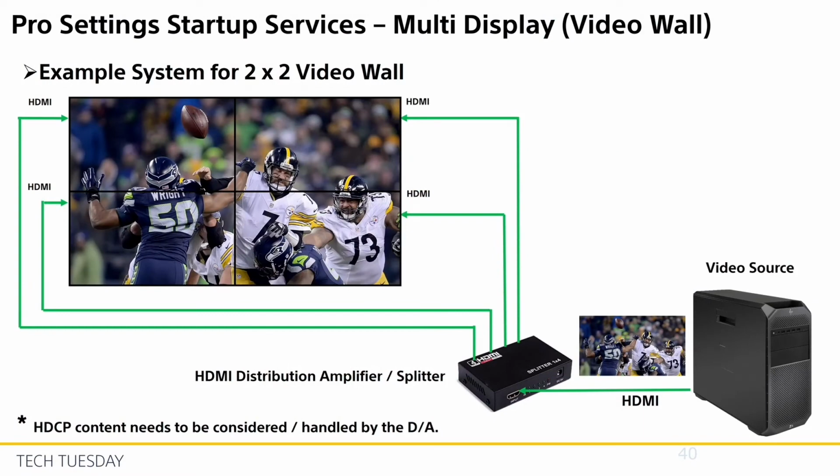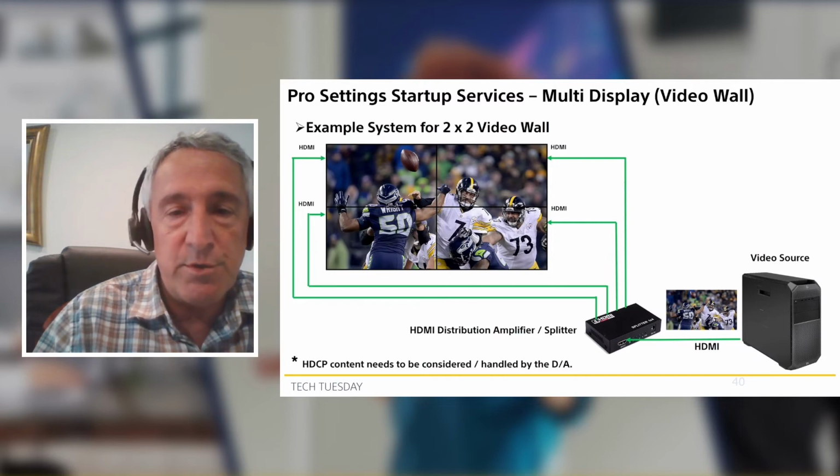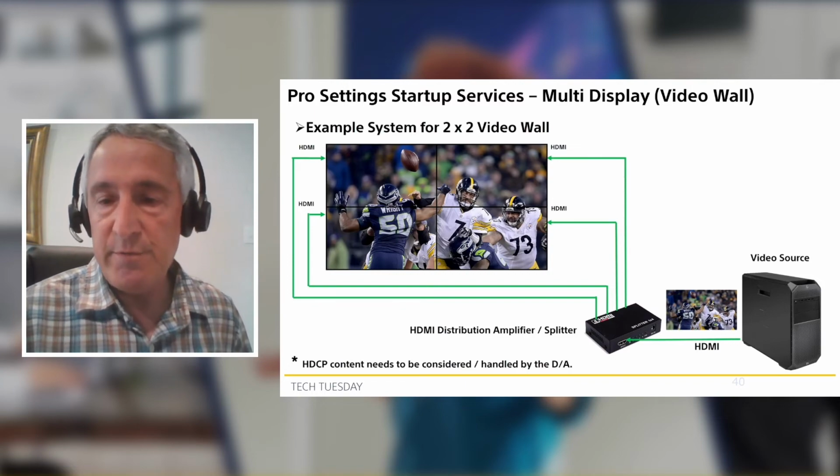This is the way you would configure the system. It needs to have an HDMI distribution amplifier to send the same signal to each display. And then with the application, you assign which display gets what part of that image in the example here. Just a note of caution, if its content is copy protected, you have to make sure that the distribution amplifier passes the copy protection. Some do and some don't. So just a note for you to be aware of.